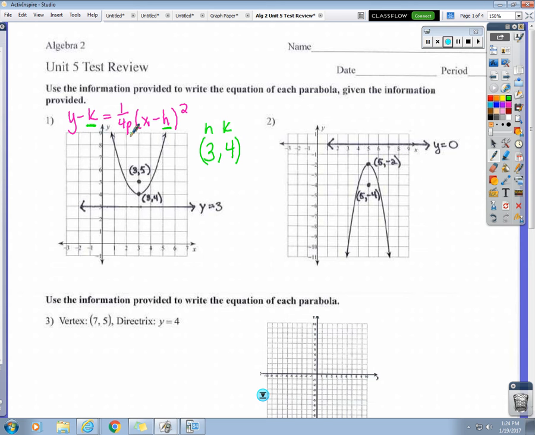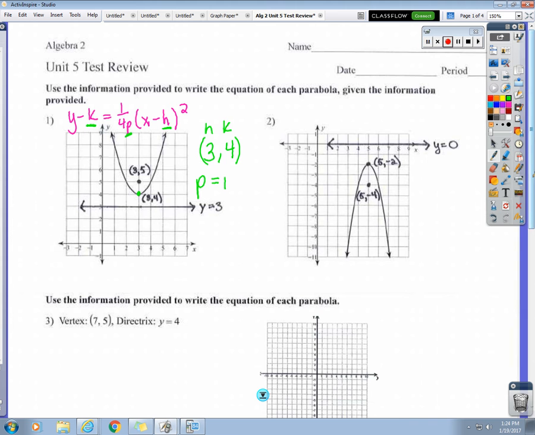And you need a p-value. Those are the only 3 things you need to fill that in: the h and k, which is your vertex, and your p-value. Does anybody remember how to find the p-value? The distance between the 2 points, the vertex and focus. And how much distance is in between those?